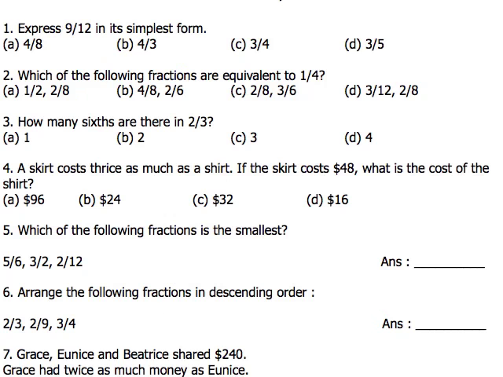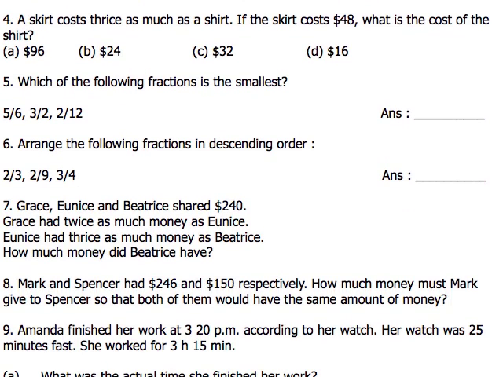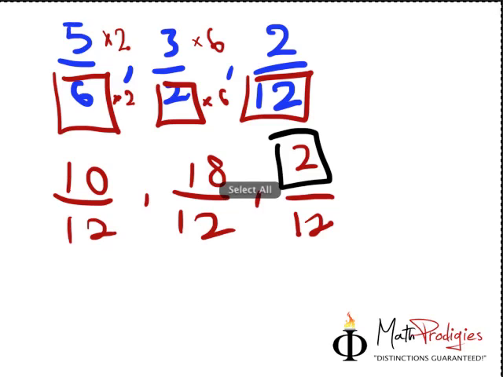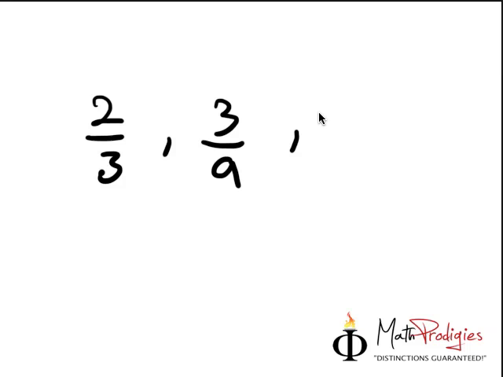And finally, for question number 6, arrange the following fractions in descending order. 2 over 3, 3 over 9, or 3/4. Now, what is descending? It's a big word, isn't it?